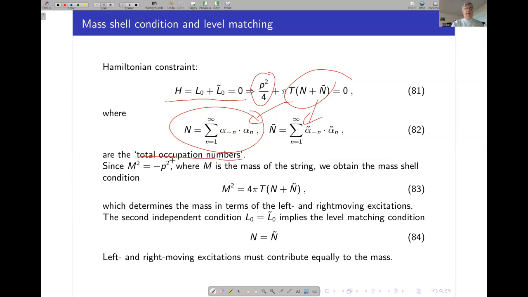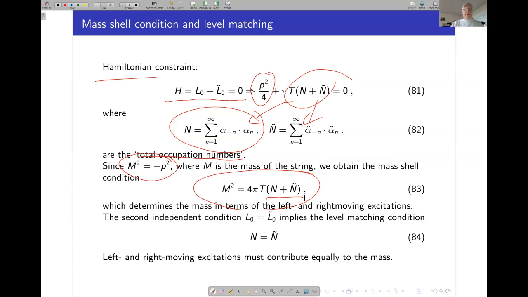Now, if you use that in my convention with a minus sign, m squared is minus p squared, then we realize that the Hamiltonian constraint actually gives us a mass formula, which tells us the mass squared of a string is proportional, with some numerical factor, to the string tension, but then it's determined by these total occupation numbers. Completely intuitive result, of course. The total mass of a string, which is its total energy measured in the rest frame, is determined by how much oscillation I have switched on.